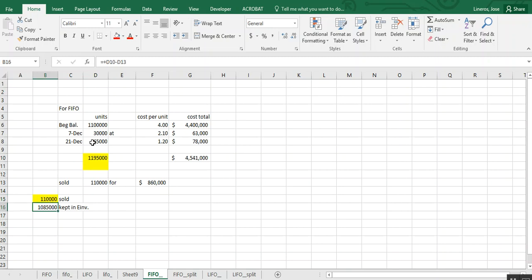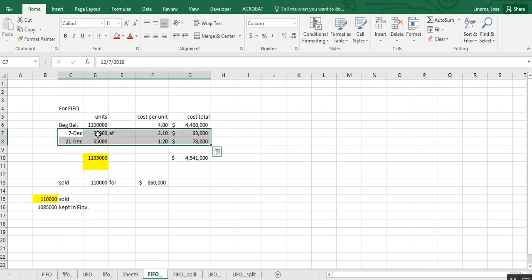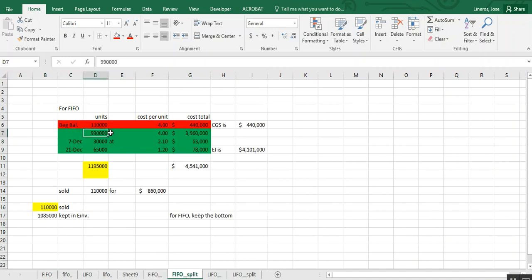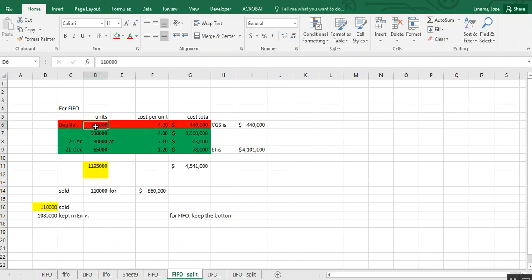And remember, in FIFO, we keep the bottom. Now, the sum of these two layers is not enough to equal 1085, so you have to split it. You look at 30,000 plus 65,000, which is 95,000, and if you take 1085 minus 95,000, you get what you need to carve out of that first layer. That's what I'm doing here: taking 30,000 and 65,000, subtracting from 1085, and coming up with 990. Notice I haven't changed anything. All I did was take this 1,100,000 at $4 and split it. This part is still the same and this is still the same, but I'm splitting it so that now this amount is the 1,085,000.